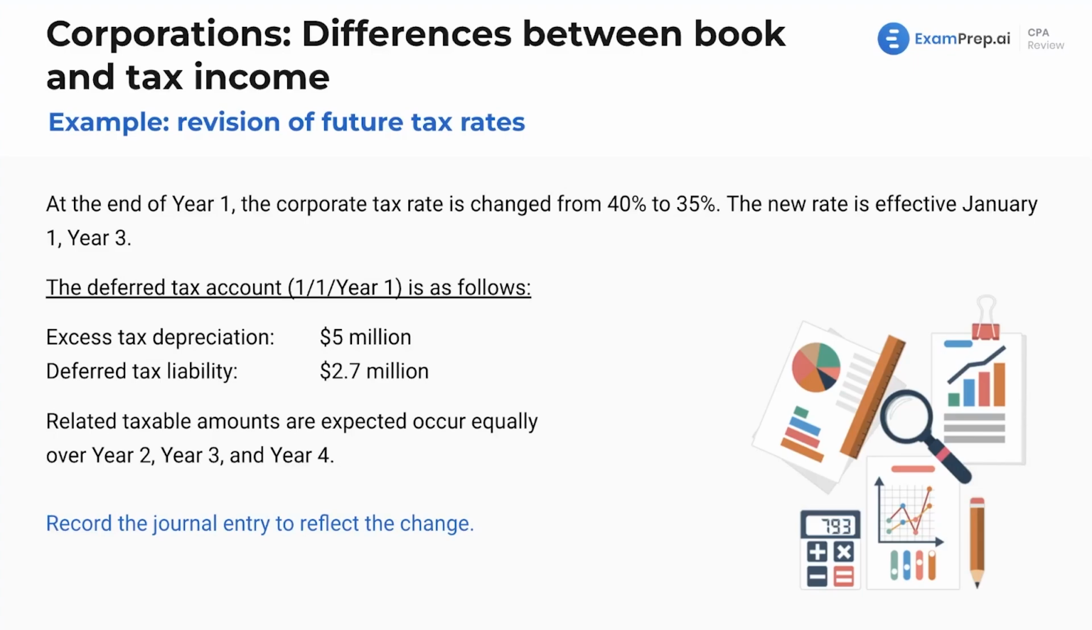All right, we got a little bit more in terms of examples, then a recap, and we'll call it a day with a nice summary. Now, at the end of year one, the corporate tax rate is changed from 40% to 35%. The new rate is effective January 1, year three. The deferred tax account is as follows. We've got excess tax depreciation and a deferred tax liability of $2.7 million. Related taxable amounts are expected to occur equally over years 2, 3, and 4. What's the journal entry reflected for the change?